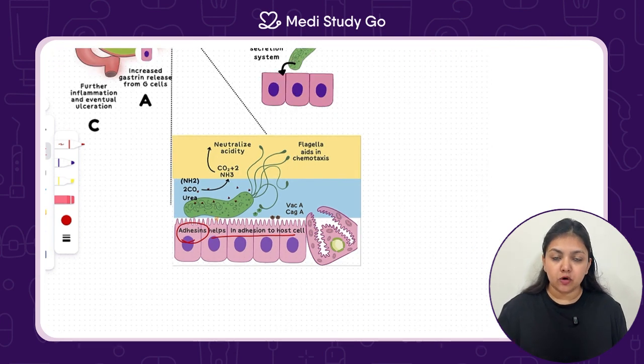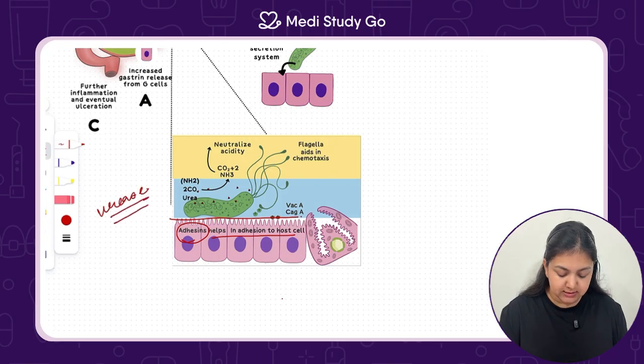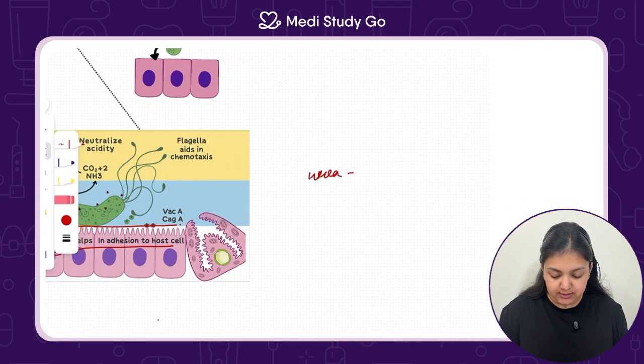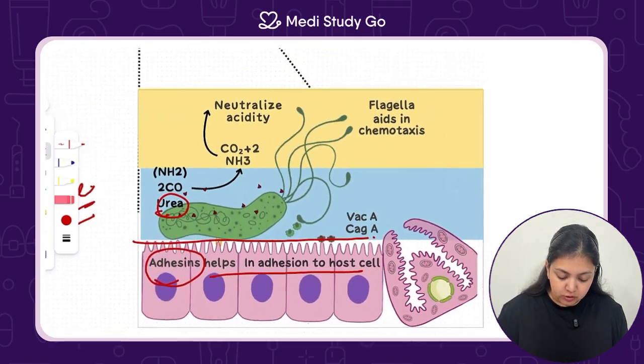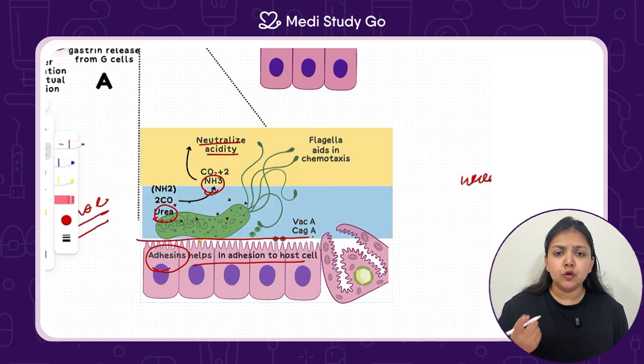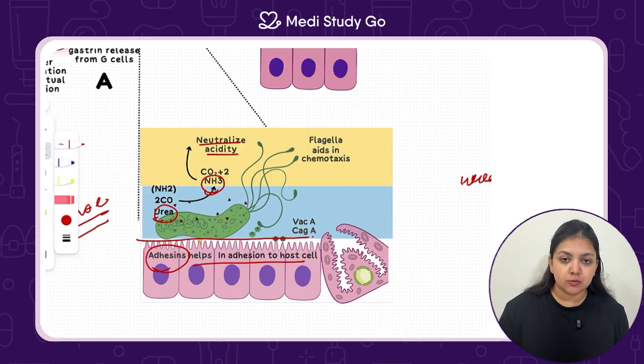Now once the microorganism has adhered to the gastric mucosa, it releases urease. This urease enzyme breaks down urea into ammonia. This is a normal reaction which we study, where urea is converted to ammonia by the action of urease enzyme. So the urea gets converted to ammonia and this ammonia helps in neutralization of the acidity present in the gut. Now you must be thinking that this is beneficial. How is this causing damage to the mucosa?